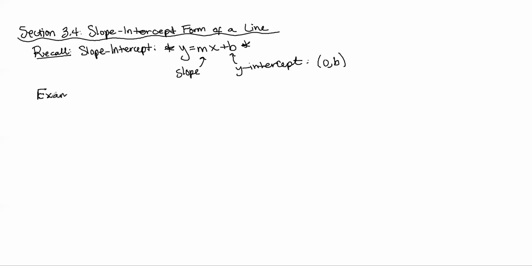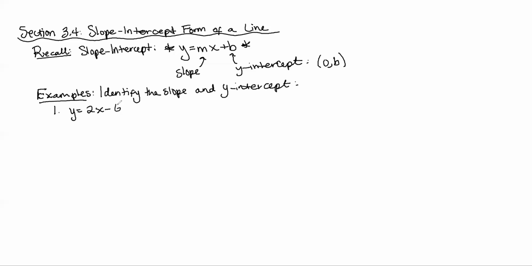Let's go ahead and look at our first set of examples. And for this set of examples, we're just identifying the slope and y-intercept. And these ones are going to be pretty nice. Sometimes you'll have to rewrite the equation in slope-intercept form first, but for the most part, they should be pretty nice. So number 1 here, we're given the equation y equals 2x minus 6. And so this one's already in y equals mx plus b form. So all we're looking for is the slope, which is this 2 right here.